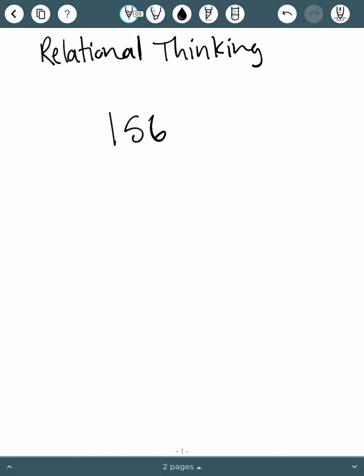The last that I will show you today is a relational thinking strategy that most of you probably know. And this would be something like 156 minus 137. And if we were to stack them on top of each other.